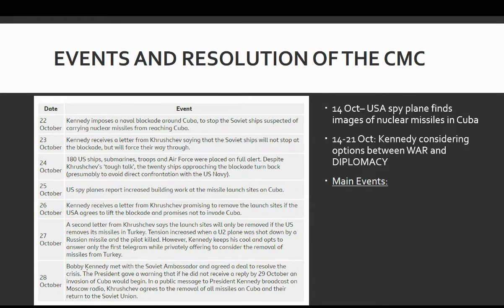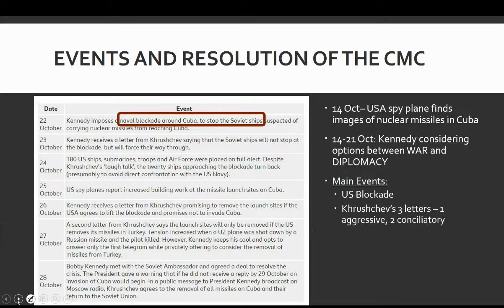It was only in the later 7 days of the crisis that we actually see the biggest amount of things happen. First, the US blockade happened on 22nd October, and this was quickly followed after with Khrushchev's letters. You must remember that Khrushchev sent 3 letters, but Kennedy only sent 1.